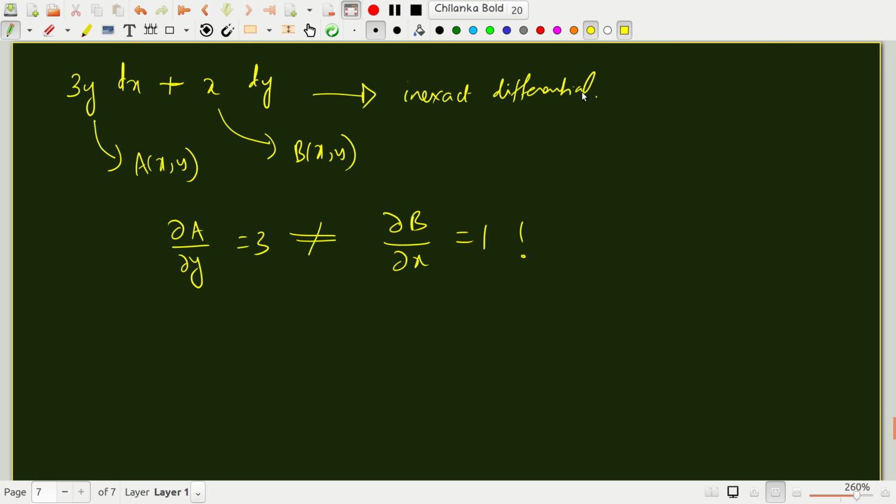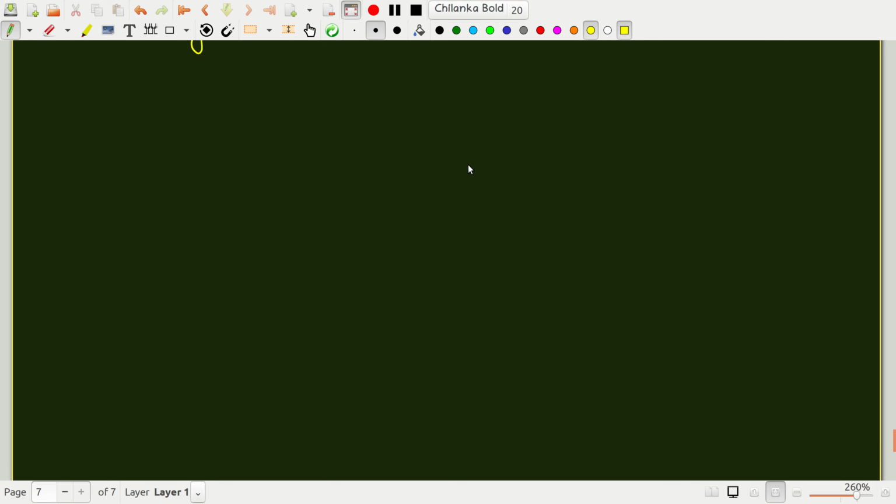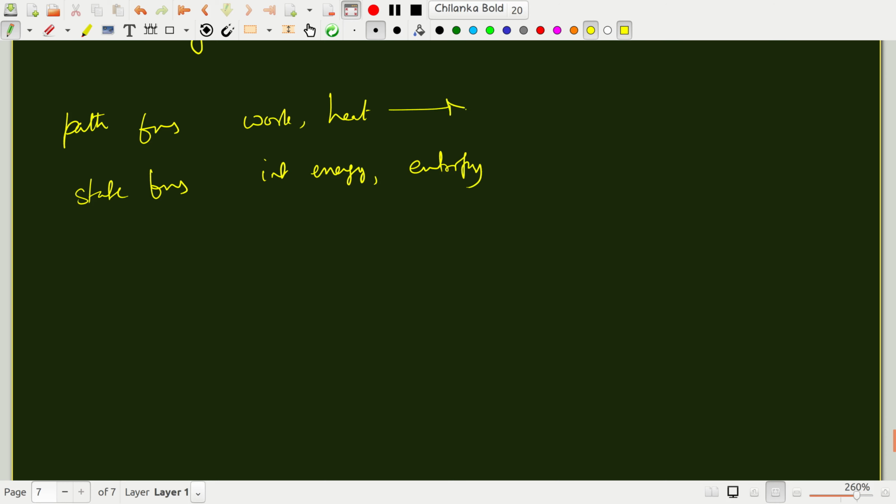Okay, so this is a very, very important concept in thermodynamics, because you know that there are two types of functions. One are called path functions, like work, heat, and there are state functions, which are like internal energy and entropy and so on. So path functions are inexact differentials, state functions are exact differentials.